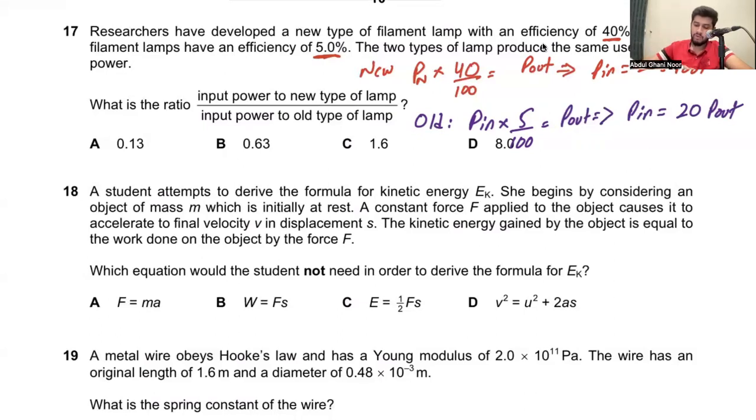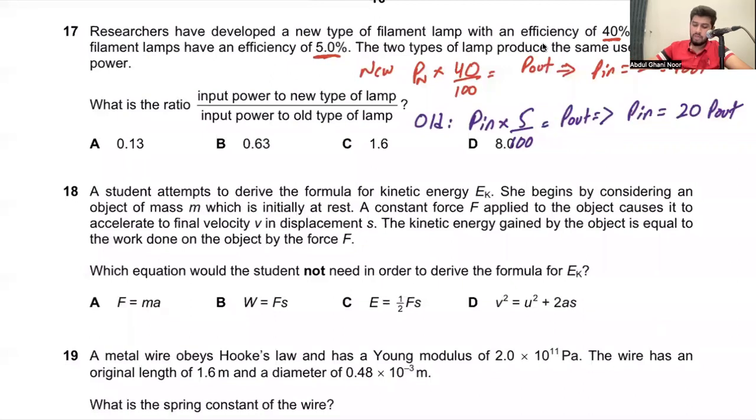How do I get 2.5? This is 40 upon 100, no? You shift it to the other side, this becomes 100 upon 40. 100 upon 40 is 2.5. Similarly, this is 5 upon 100. You shift it to the other side, Mohib. This becomes 100 upon 5. Okay.